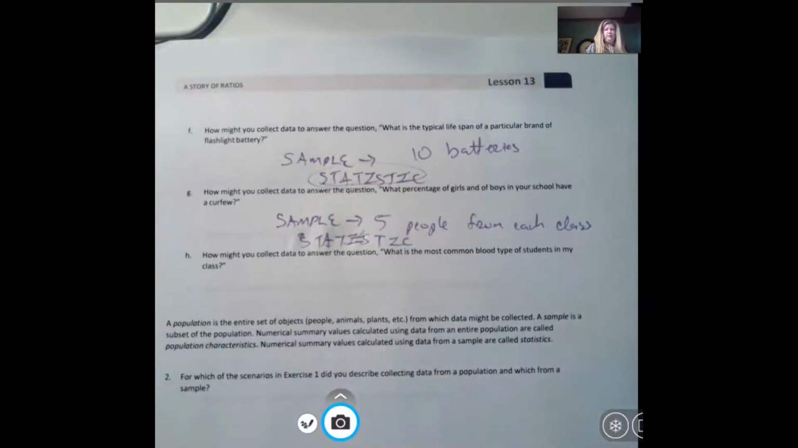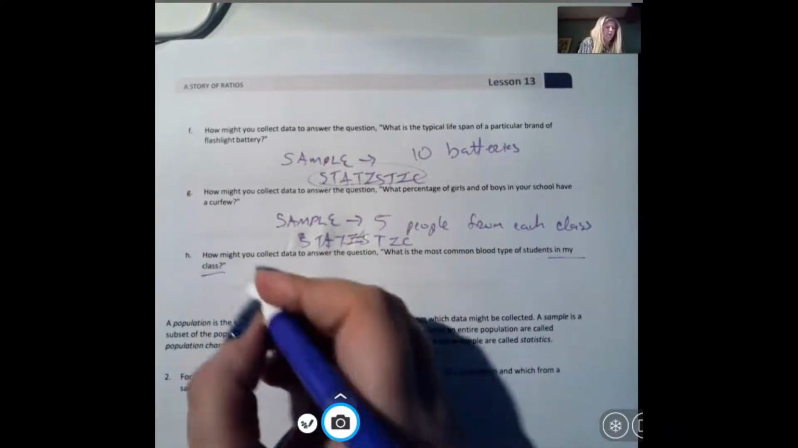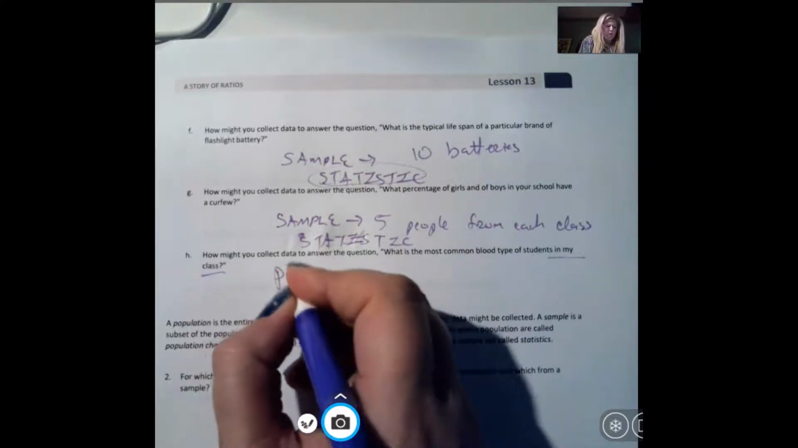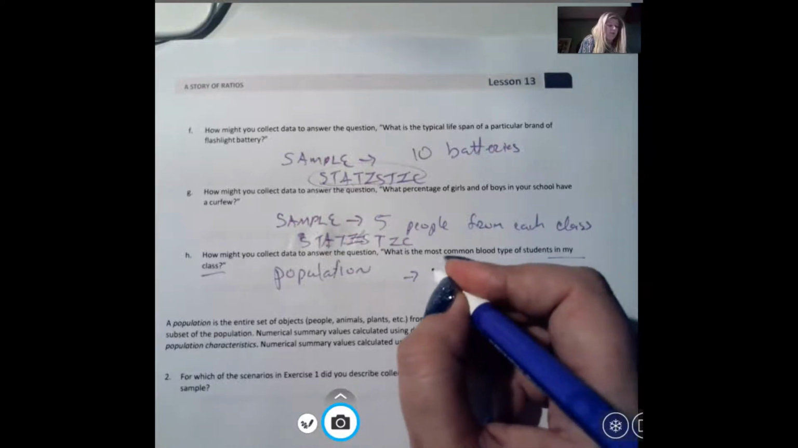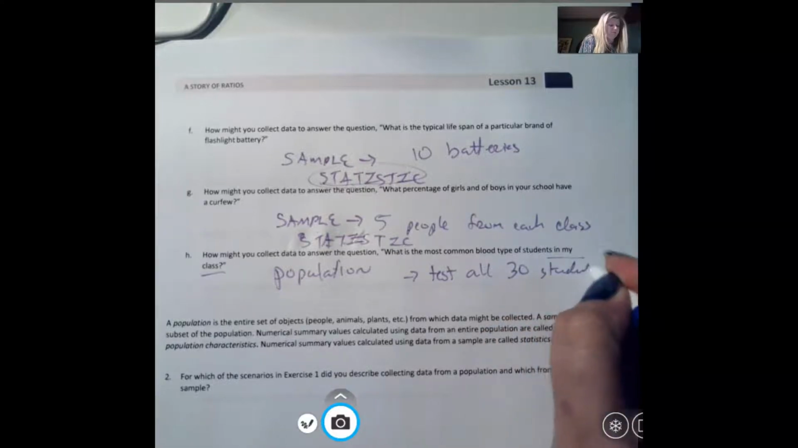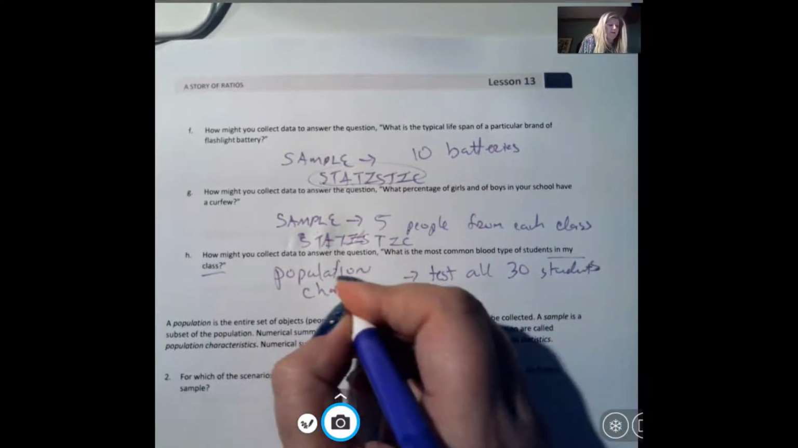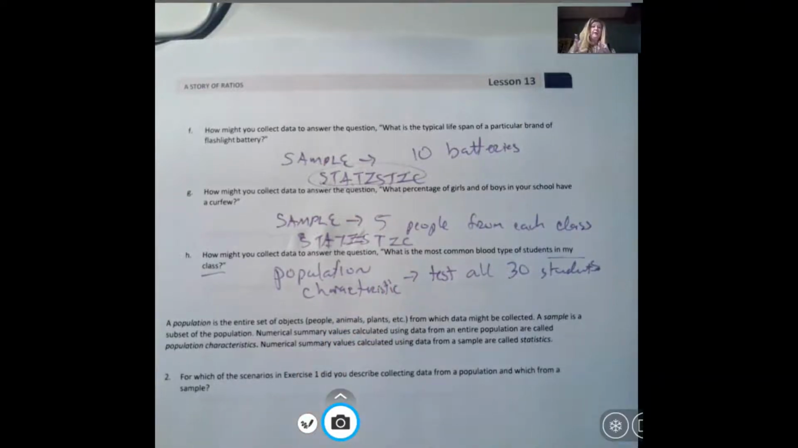How might you collect data to answer this question? The most common blood type of all the students in my class. Well, we could either do the whole population and test everybody in the class, or we could just do a few students in the class. Students in your classroom, about 30 people, so that would be reasonable to do the whole population. I guess we would have to call in a nurse and test all 30 students. And then we would have a population characteristic. So when you do the whole population, you have a characteristic. When you just do the sample, then you have a statistic.